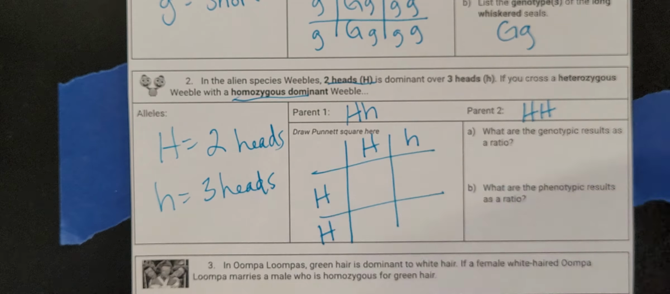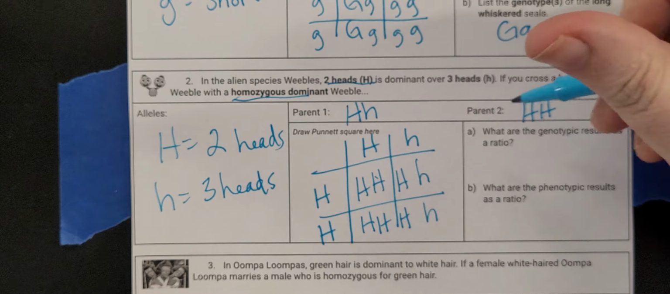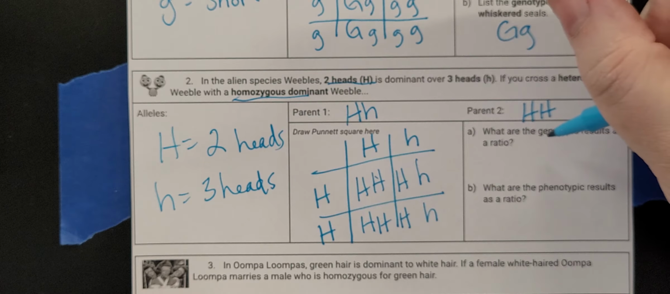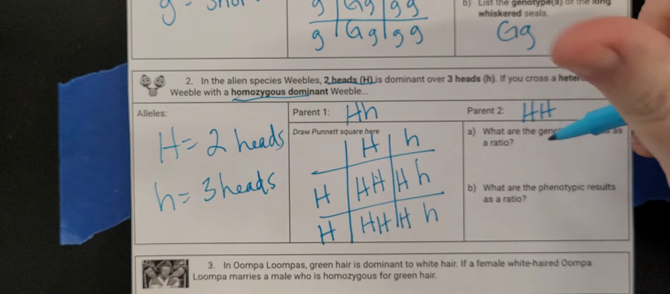What are the genotypic results as a ratio? It's asking about the letters, and it's asking you to write it as a ratio. Out of these 4, these 2 are the same, and these 2 are the same. So that would be a 2 to 2 ratio, except ratios are like fractions, so you can reduce them. So it's a 1 to 1 ratio of genotypes.